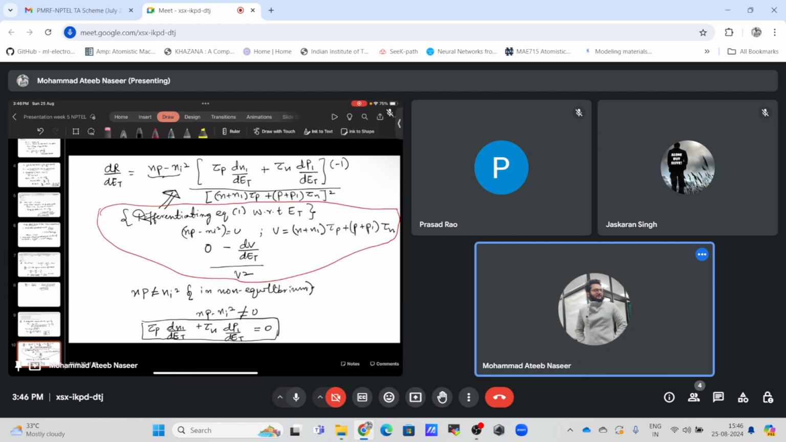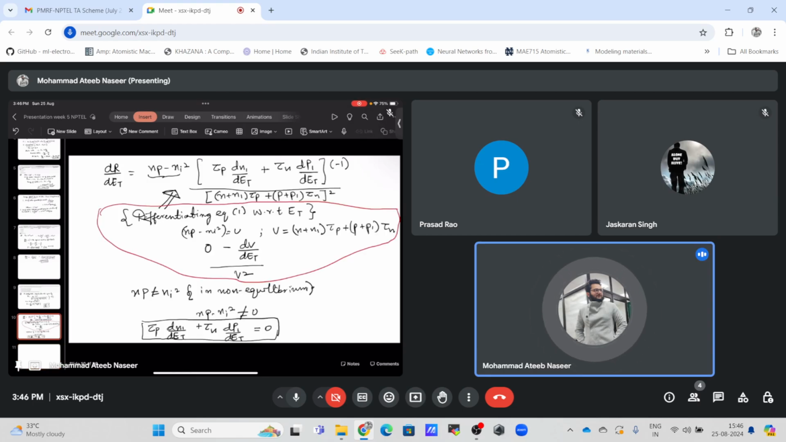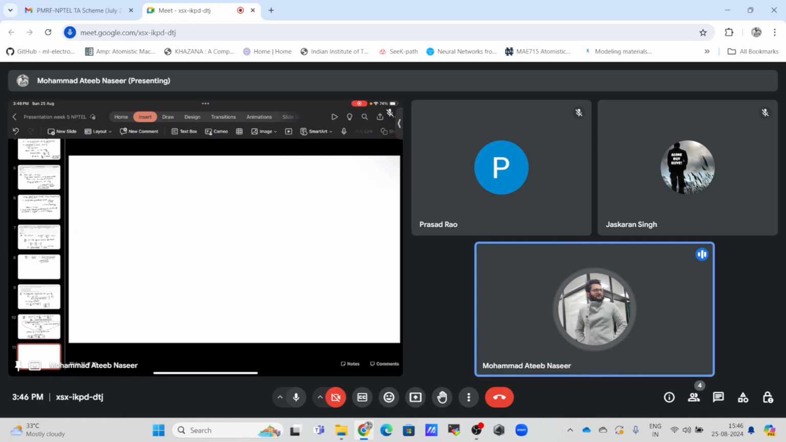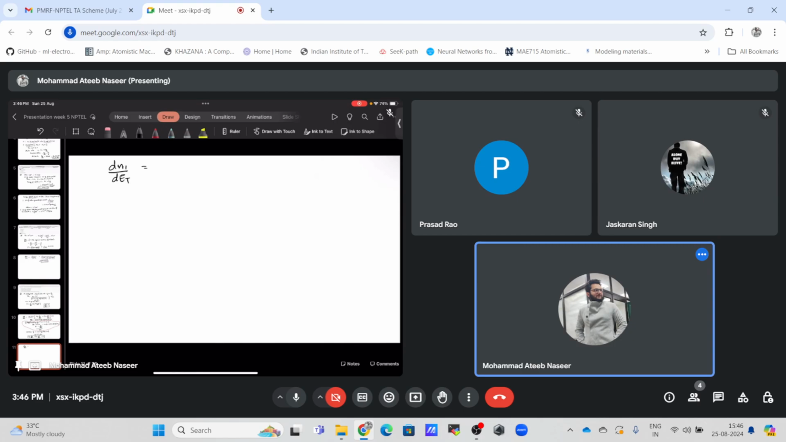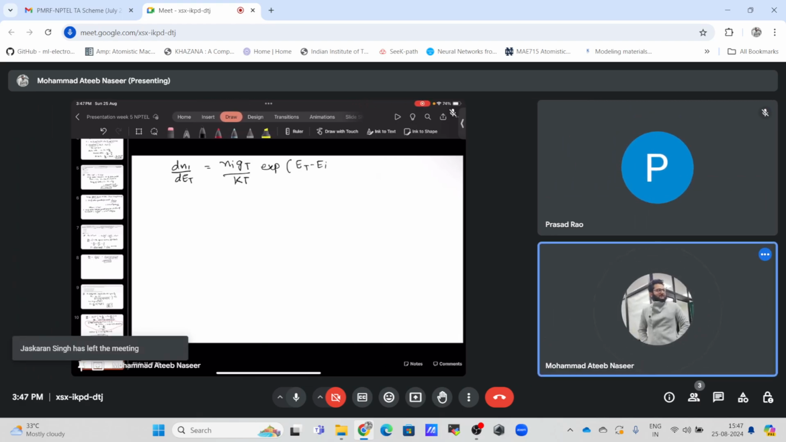So now we have both the n and p concentrations, and the derivative of n1 with respect to Et. N1 is simply ni gt exponential of Et minus Ei by kT, so the derivative is simply ni gt by kT times the exponential. This kT came from the differentiation. Once we differentiated this thing, it is Et minus Ei by kT.